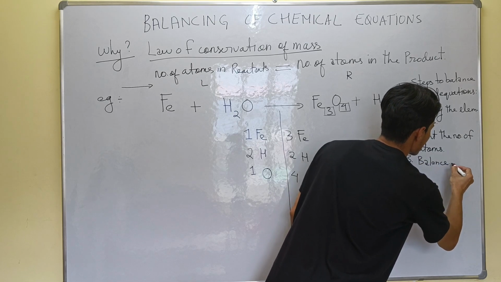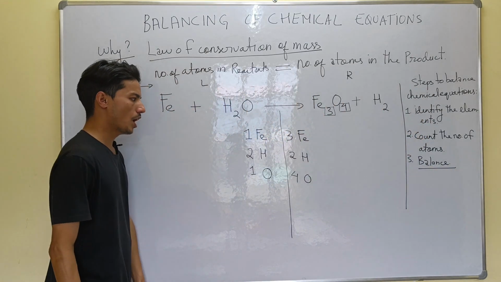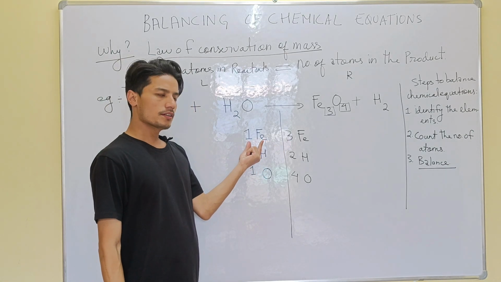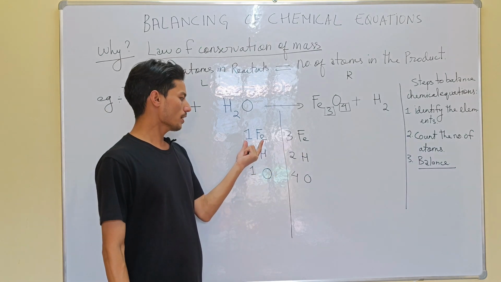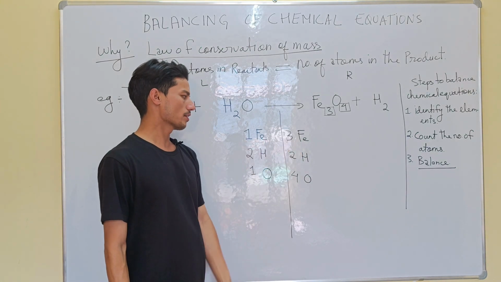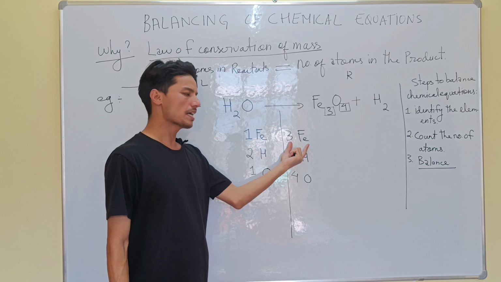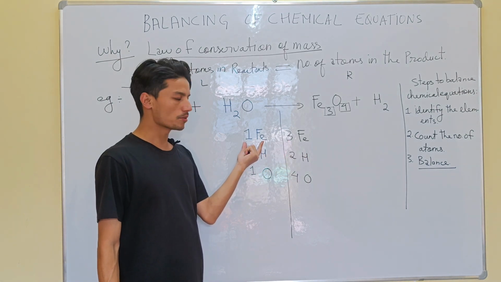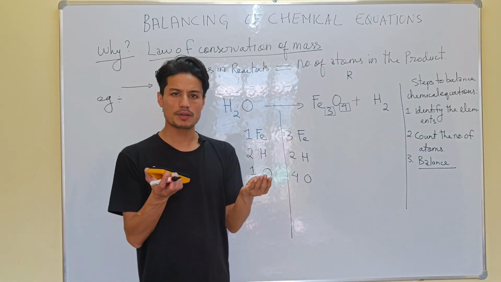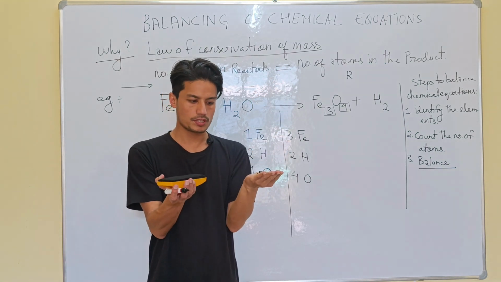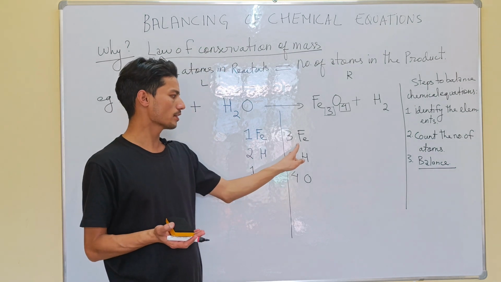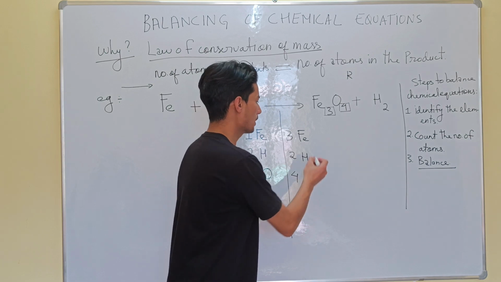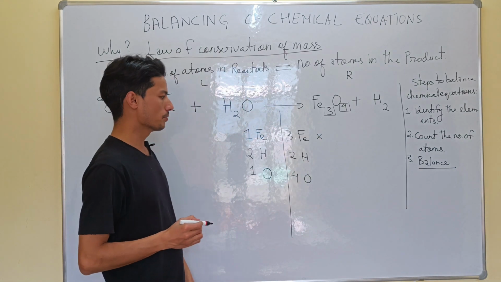Now the third and final step is to balance it. So how do we balance this? Have a look. You see 1 iron here, 3 irons here. This side is lighter, this side is heavier. This has more iron atoms, this has fewer iron atoms. This is not balanced. Balance means it should be at the same level, but here this side is heavier because the number of atoms is more. Those which are not balanced, let's put an X mark here to remember that we have to balance it.